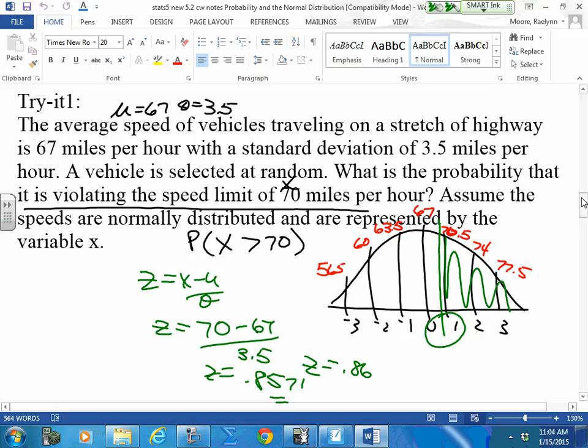Now, you're going to look up in your table a z-score of 0.86. And when you get your z-score of 0.86, you're going to say, could that be more than 50%? No, it's less than half of my 50%. So what do I have to do? Subtract it from 1.